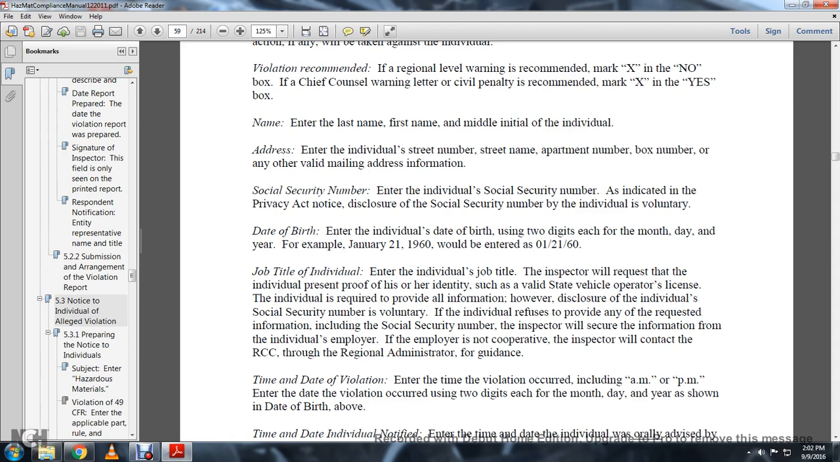If the individual refuses to provide any requested information, including the Social Security number, the inspector should share the information with the individual's employer. If the employer is not cooperative, the inspector will contact the regional administrator for guidance.